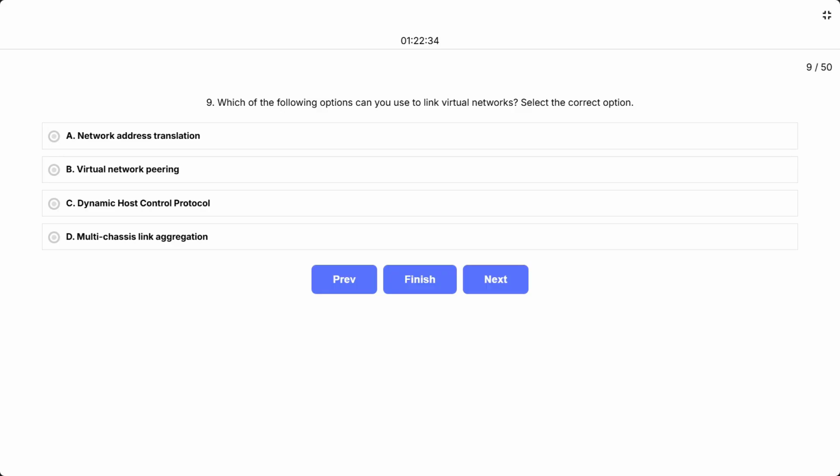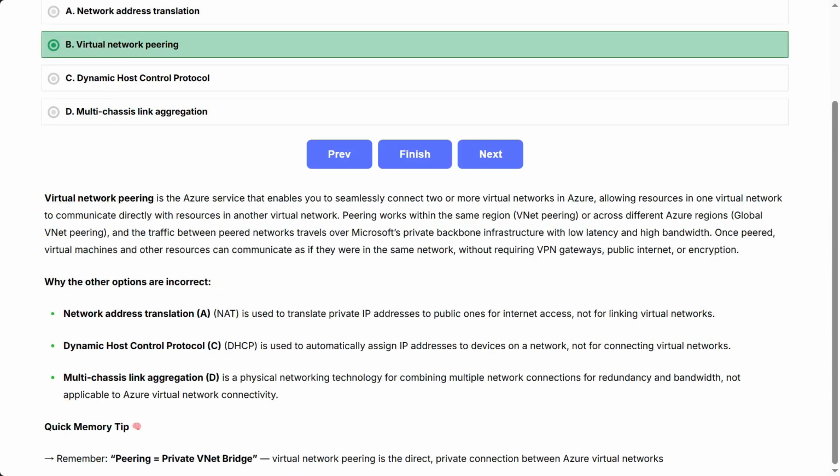The correct answer is virtual network peering. Virtual network peering is the Azure service that enables you to seamlessly connect two or more virtual networks in Azure, allowing resources in one virtual network to communicate directly with resources in another virtual network. Peering works within the same region, VNet peering, or across different Azure regions, global VNet peering. And the traffic between peered networks travels over Microsoft's private backbone infrastructure with low latency and high bandwidth.